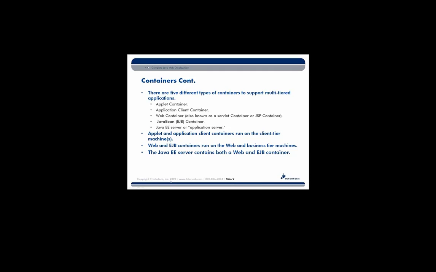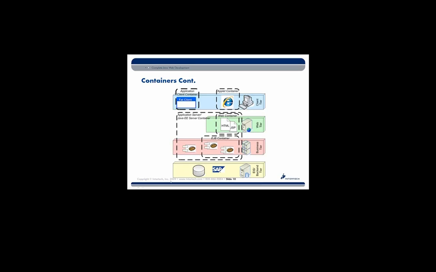You have an applet container, an application client container. Both of these are going to be run on the client tier. There's the web container, which will run your servlets and JSPs, and those live on the web tier. You have your enterprise Java Bean container if you're writing any EJBs, and that lives on the business tier. Or if you'd like, you could run a Java EE server, which will contain both of your web and EJB containers.